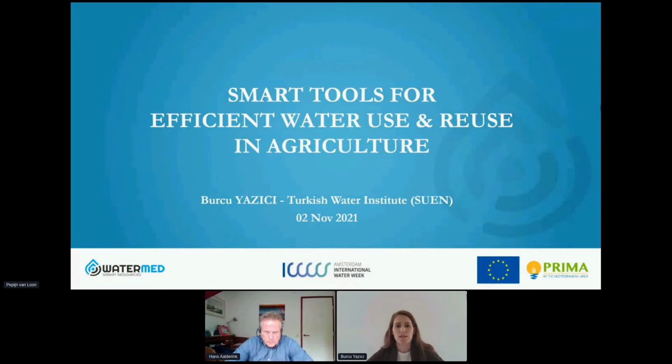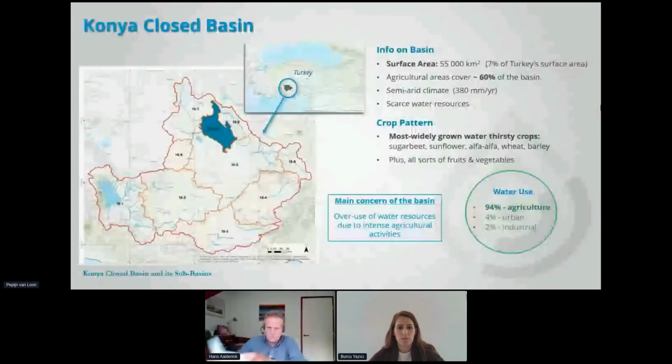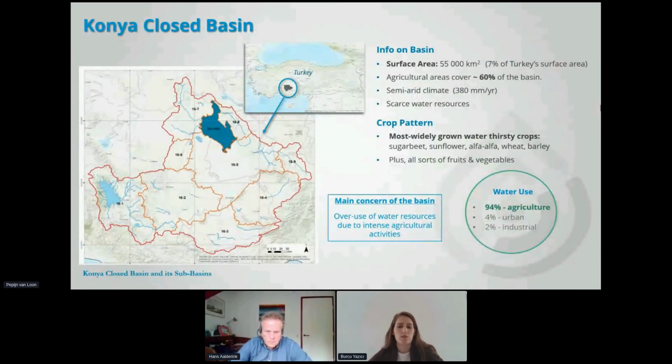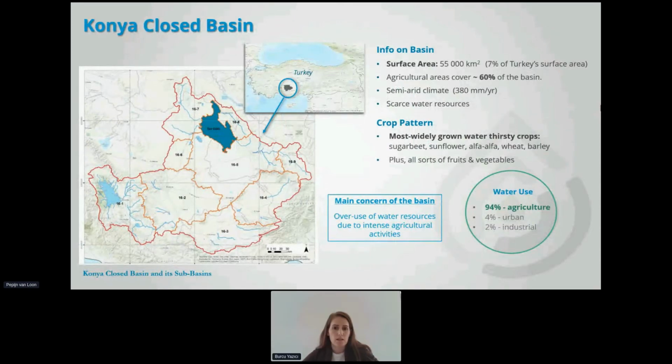My presentation is on smart tools for efficient water use and reuse in agriculture. Currently we are studying this topic as part of a PRIMA-funded project called Waternet, and we are conducting a case study in Konya Closed Basin on this issue. Let me start with the general characteristics of the basin. Konya Closed Basin lies in the middle of Turkey, and agricultural areas cover nearly 60% of the basin. The area has a semi-arid climate, and water resources are quite scarce. The surface water resources are mostly seasonal, therefore the water demand is mostly met from groundwater resources.